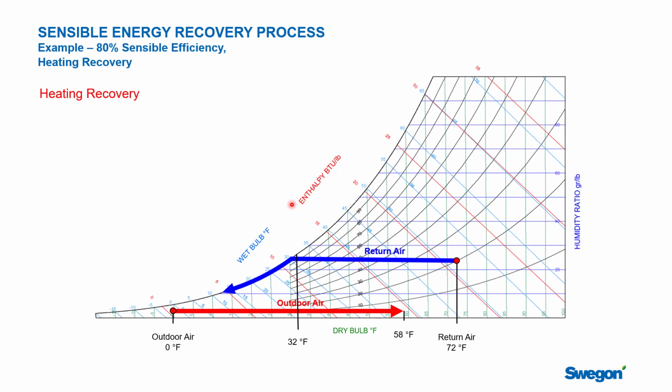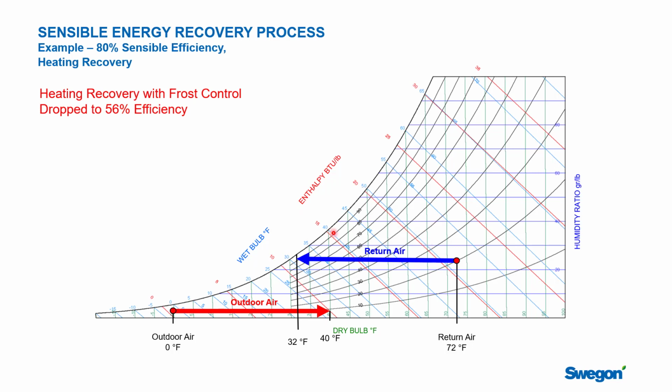So what happens in the real world? In the real world, there is some form of frost control. If it was a wheel, a rotor, you would slow the rotor down or blend air around it. If it's a plate, most people would have an air bypass around it and be able to direct air around it. But they're basically modulating the capacity of the device.